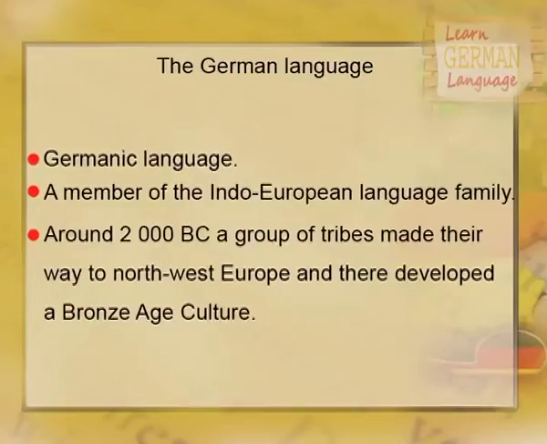So, as you can see, the German language existed such a long time ago and it has undergone a massive transformation in the course of time. German is a Germanic language and it belongs to the family of Indo-European languages. At some time during the disintegration of the Indo-European community, which is a historical concept, a group of tribes made their way to Northwest Europe and they developed a Bronze Age culture probably around 2000 BC. Now, that is a lot of history.